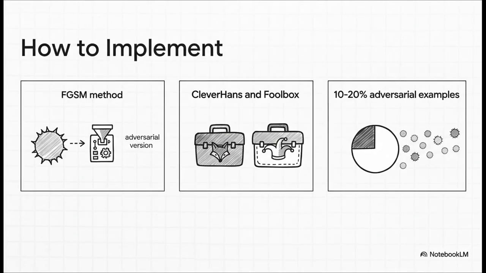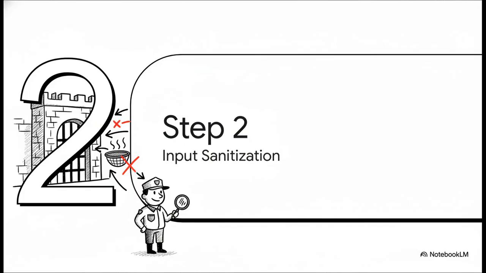So how do you actually do this? Well, you can start with a method like the fast gradient sign method, or FGSM for short. It basically just subtly tweaks input data to try and trick the model. And you don't have to build it from scratch. Open source libraries like CleverHans and Foolbox make this super accessible. A good rule of thumb? Just add about 10 to 20% of these adversarial examples to your training data. Yeah, it'll slow down the training a bit, but the security payoff is absolutely immense. Okay, so that's our internal immune system. Now for our second layer of defense.